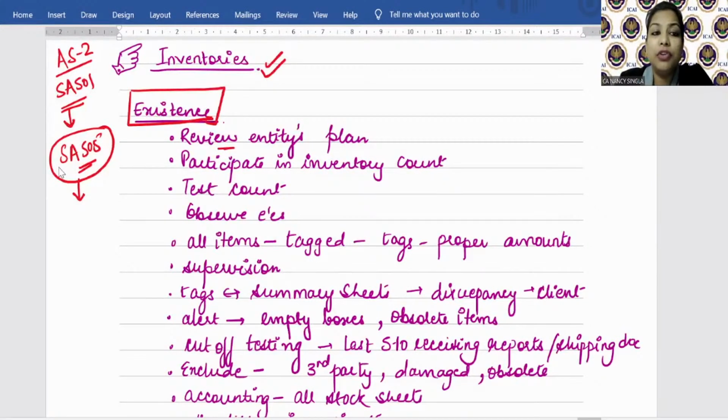The auditor will review the entity's plan of conducting the inventory count, as to what the periodicity is, at what intervals the client is getting the inventory count conducted by its personnel. And then the auditor and his team will participate in the inventory count that has been conducted by the personnel of the client.